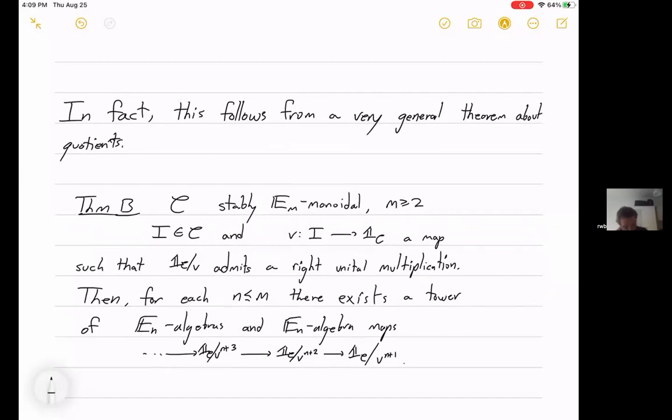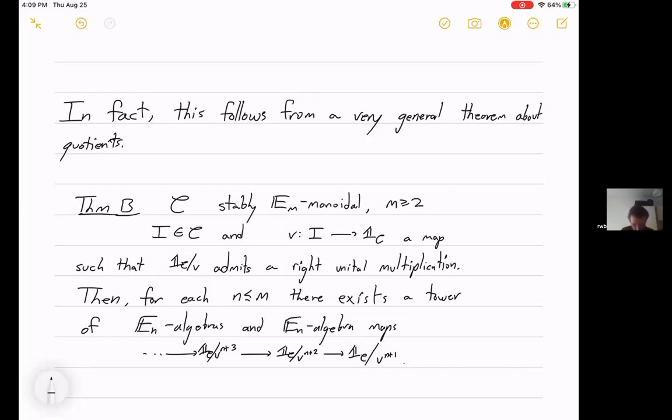And so what that means is we want the binary tensor product to be exact separately in each variable. We have an object I in C and a map V from I to the unit of C. And we want to assume that the cofiber of V, this C mod V, admits a right unital multiplication. And once you have that data, then when n is less than or equal to m, we have a tower of En algebras and En algebra maps, where we're taking the cofiber of the tensor powers of V.